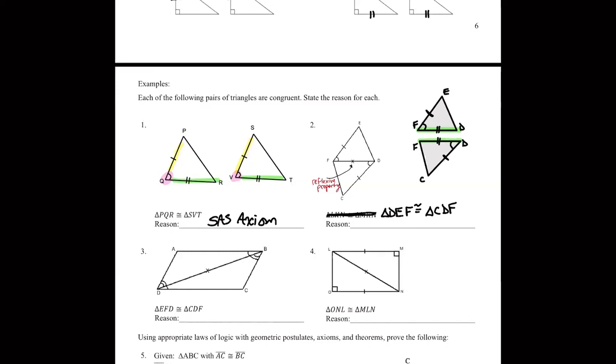Right? And that would be by the SAS axiom. All right, so in a lot of ways, it's really just a matter of pulling the two triangles apart from wherever they're connected and going from there and seeing what the relationship is. All right, so I'll do the same thing with the next one.